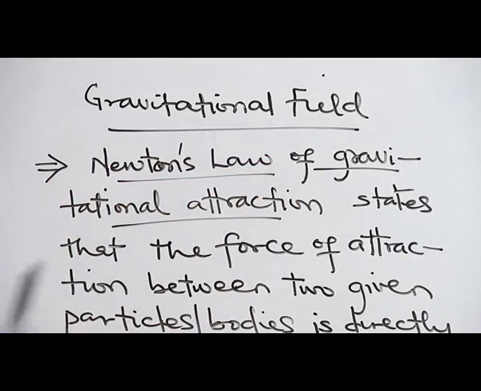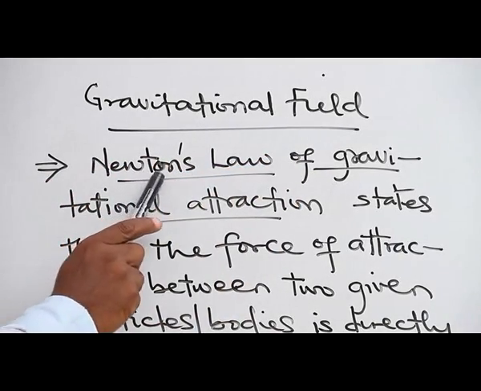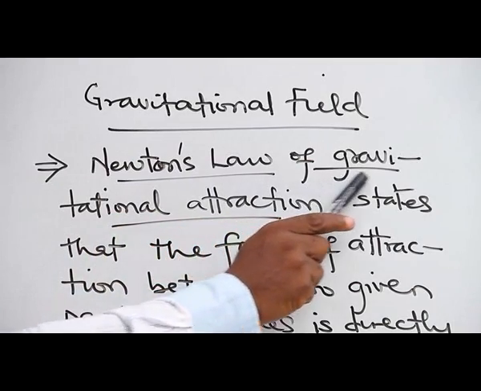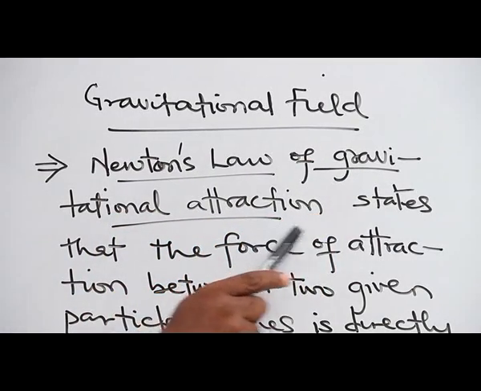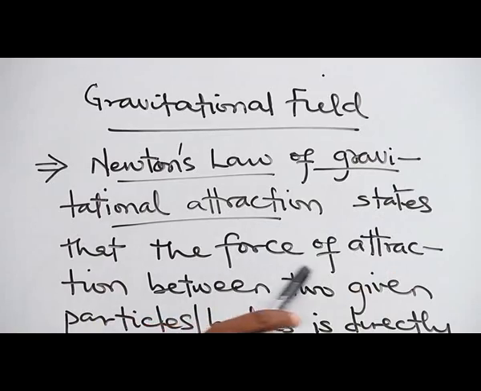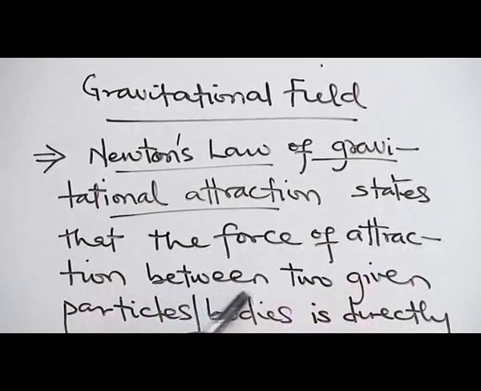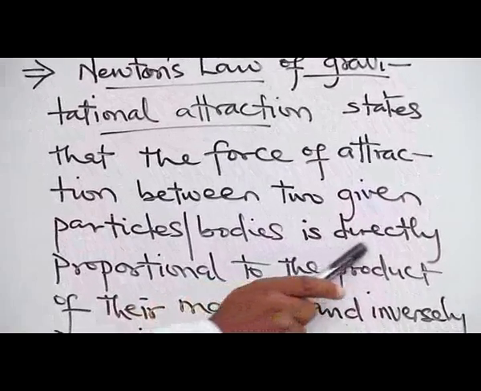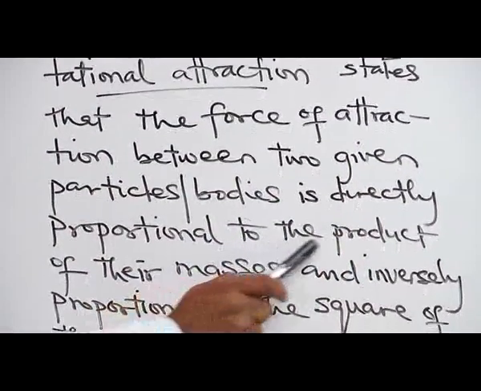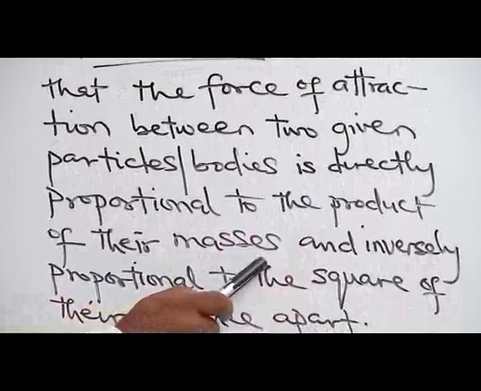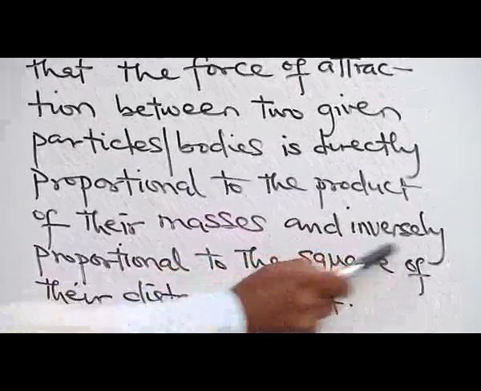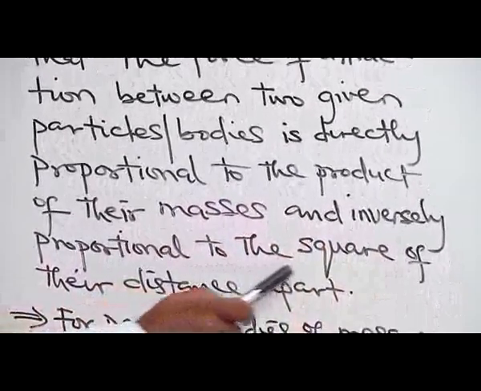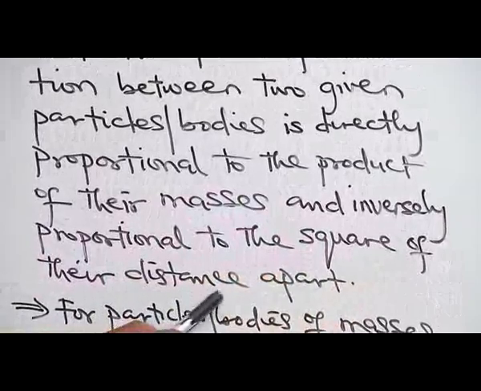Gravitational field. Newton's law of gravitational attraction states that the force of attraction between two given particles or bodies is directly proportional to the product of their masses and inversely proportional to the square of their distance apart.